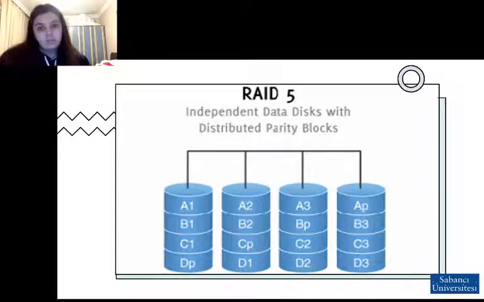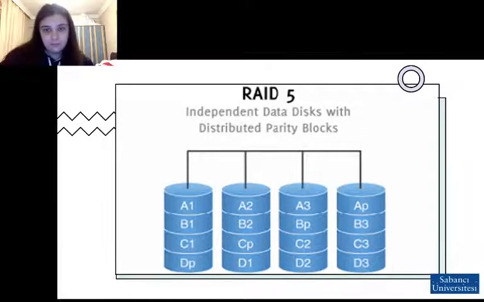Diagram has 4 disks. In each disk we have blocks and parities. In disk 1 we have blocks A1, B1, C1, and DP. In disk 2 we have blocks A2, B2, CP, D1. In disk 3 we have blocks A3, BP, C2, and D2. In disk 4 we have blocks AP, B3, C3, and D3.